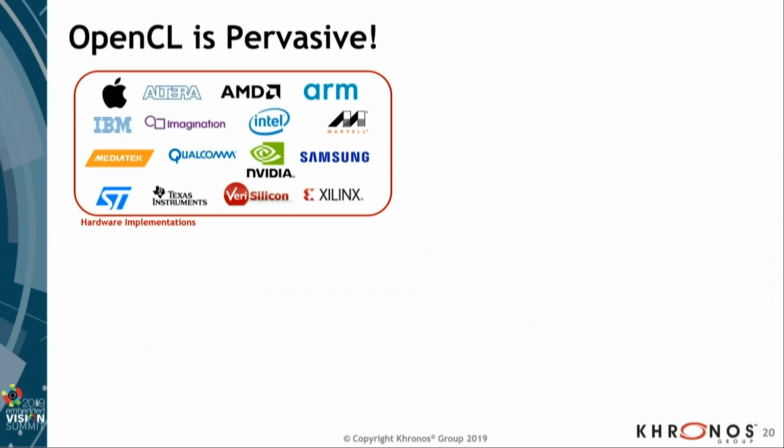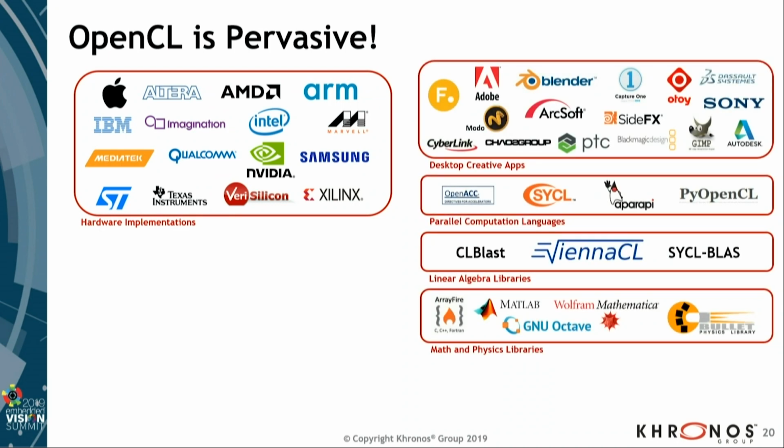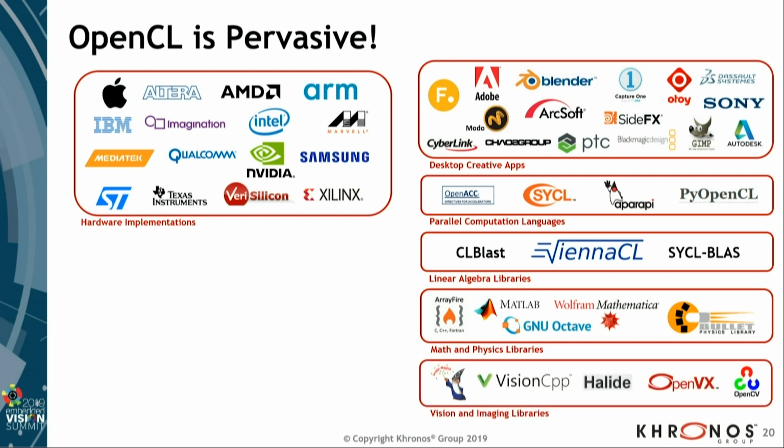But let's look at OpenCL. I think we're finishing up with OpenCL. OpenCL is pretty pervasive in the industry for some of the reasons I've already mentioned. A lot of hardware vendors are shipping OpenCL. A lot of desktop apps use OpenCL. There are computation libraries. There are linear algebra libraries, math and physics libraries that are shipping. And of course, for the vision community, we have things like OpenCV, OpenVX, and Halide. All have OpenCL accelerator backends.